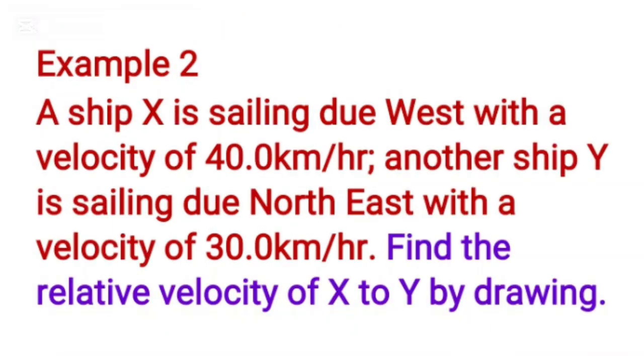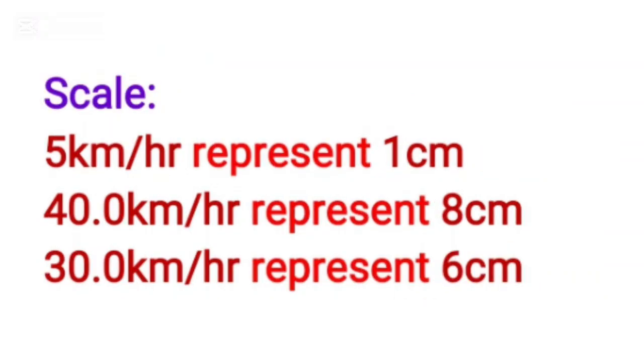Let's take another example. A ship X is sailing due west with a velocity of 40.0 km per hour. Another ship Y is sailing northeast with a velocity of 30.0 km per hour. Find the relative velocity of X with respect to Y by drawing. The first thing to do is to choose a suitable scale. Let's make it 5 km per hour represent 1 centimeter. Using this scale, 40.0 km per hour will be 8 centimeters and 30 km per hour will be 6 centimeters.